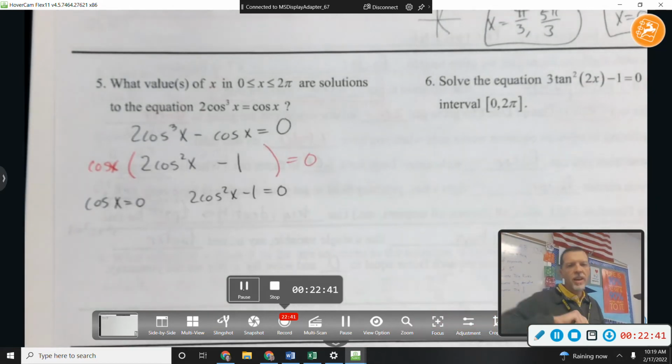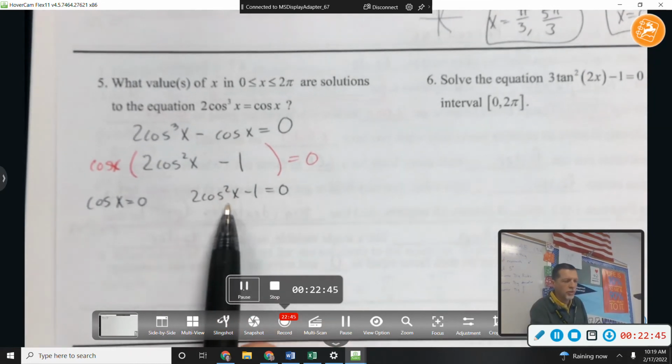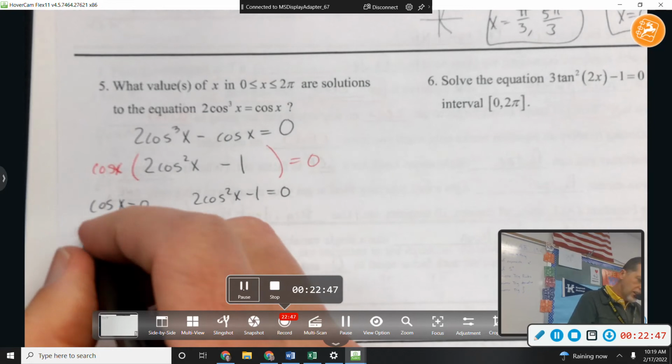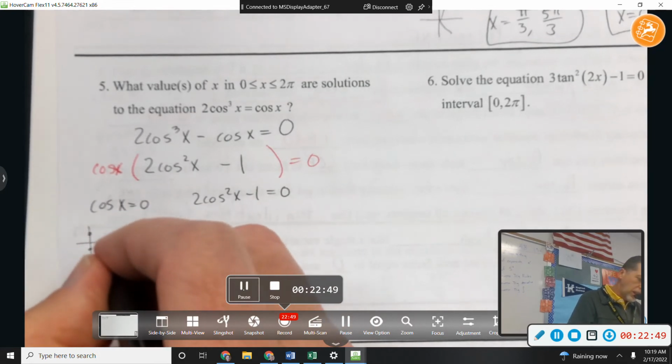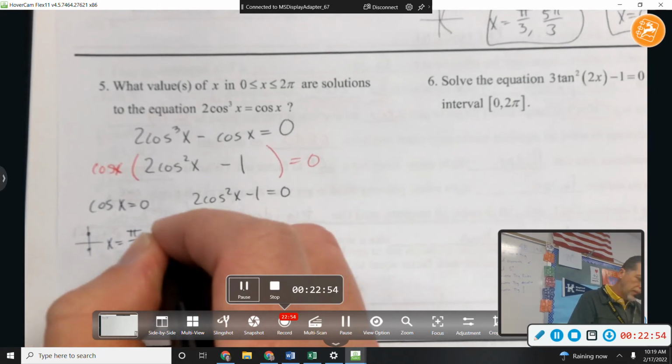The second part of this factoring job is a little bit tricky. Cosine of x equals 0. Let's see, that'd be pi over 2 and 3 pi over 2. That's the easy one.